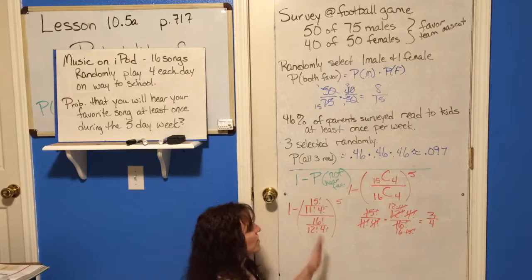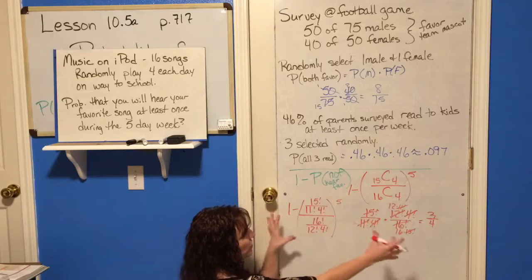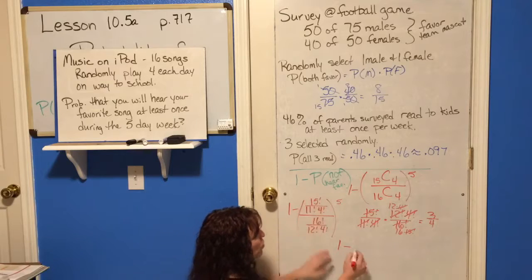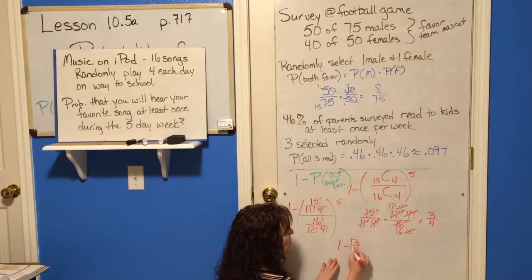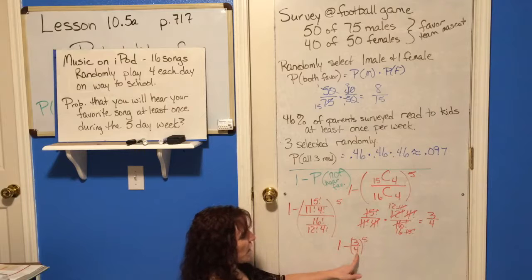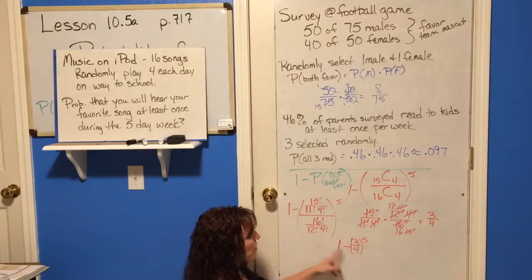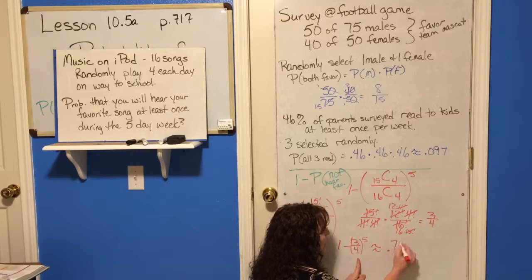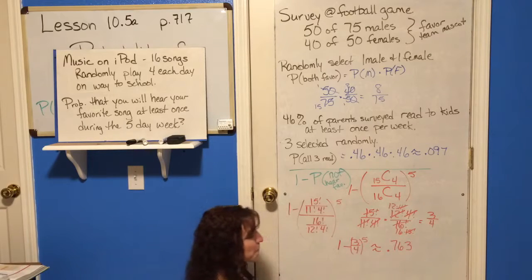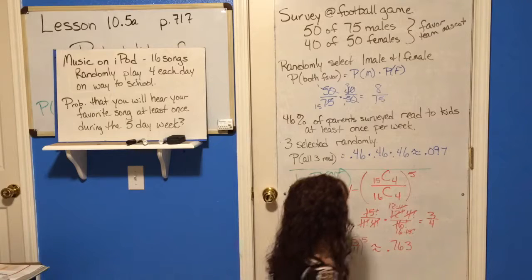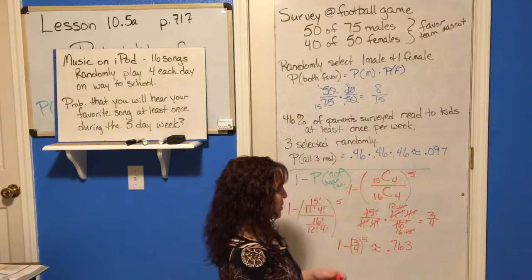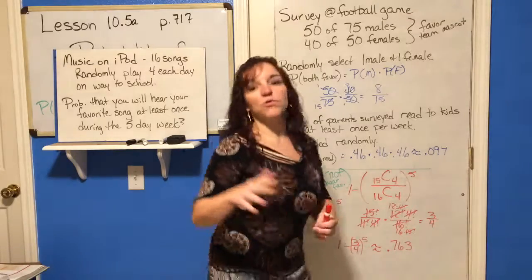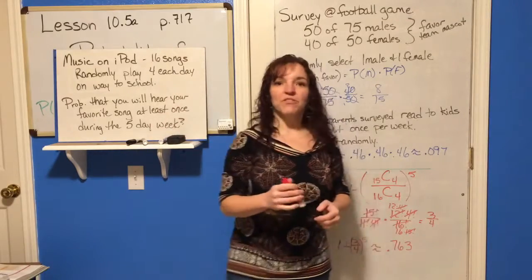So all of that craziness. Let's put it back together. We have 1 minus, we said this whole fraction is 3/4, 1 minus 3/4 to the 5th power. If you take 3/4, so 0.75, to the 5th power, and take 1 minus whatever you get there, you will end up with 0.763 roughly. So you have about a 76% chance of hearing your favorite song if you listen to 4 each day in a 5-day week.